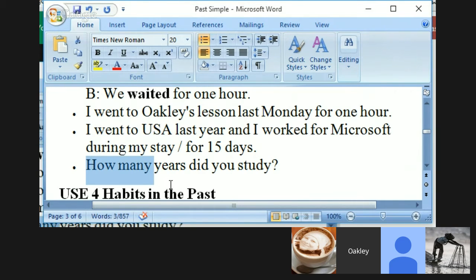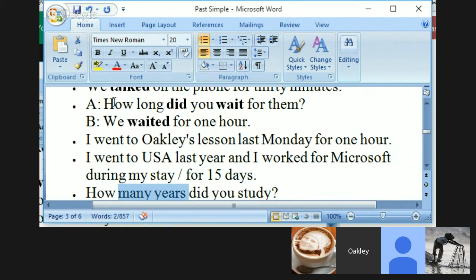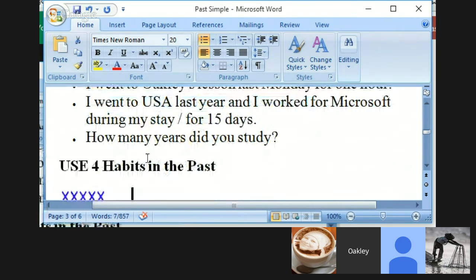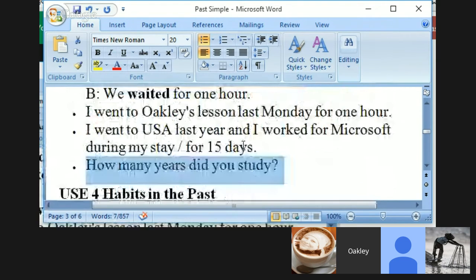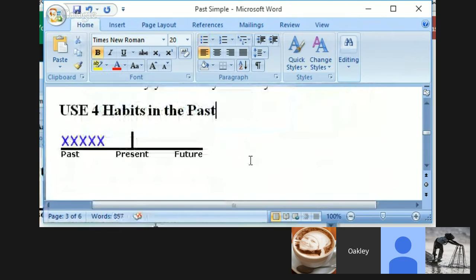How many is the interrogative question, phrasal interrogative. Okay. And then years, the question's about years. And then did you study? Then we have the did and you study. Okay, I guess this is about duration. The question's about duration. All right. Similar to this: how long did you wait for them? How many years did you study? Okay, the question is directly about duration. So, okay, good job. All right, great.